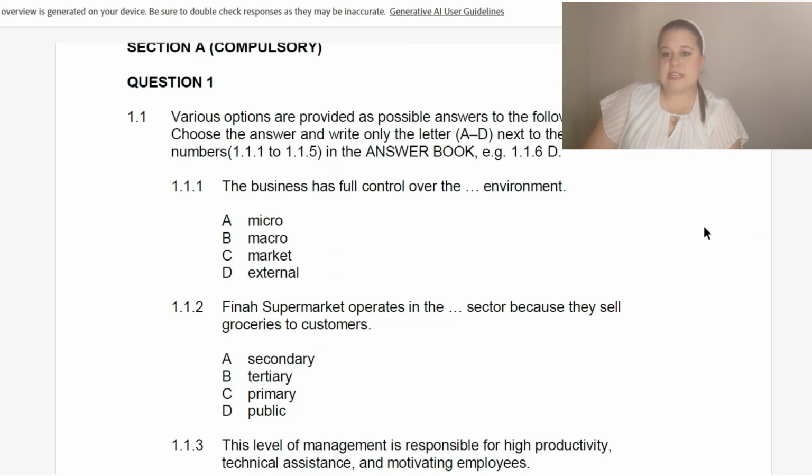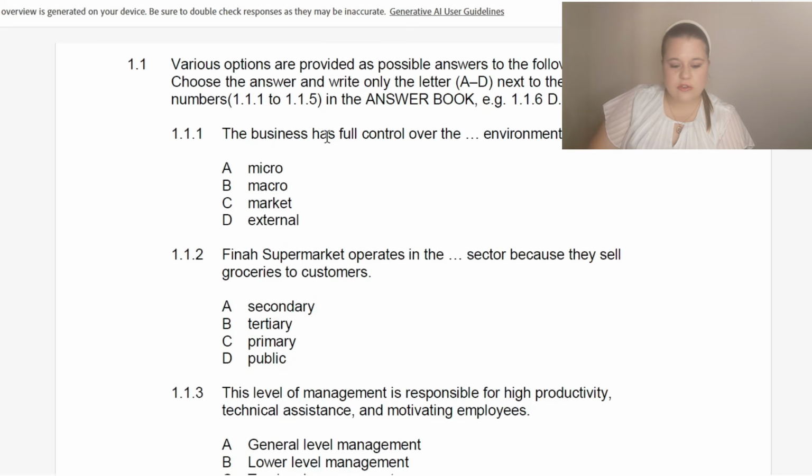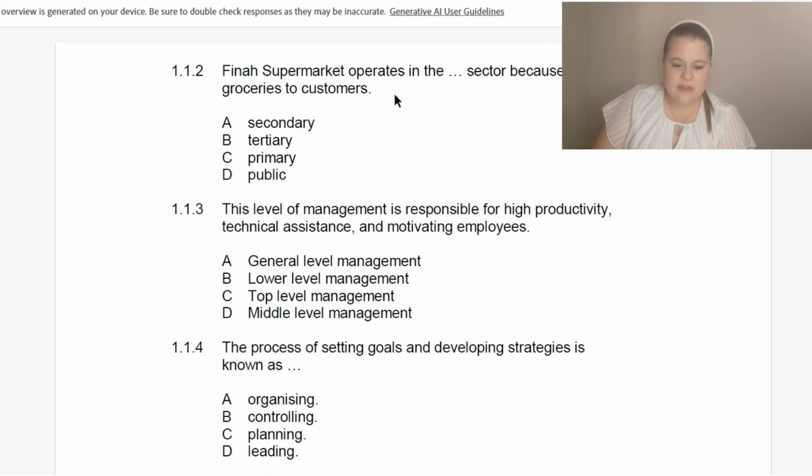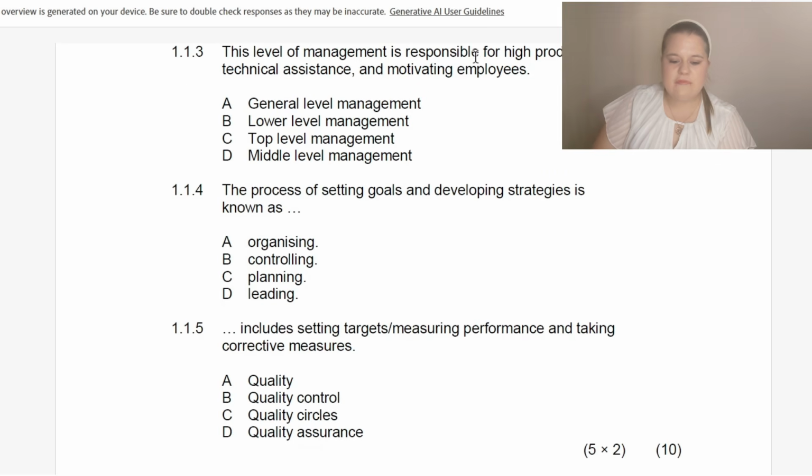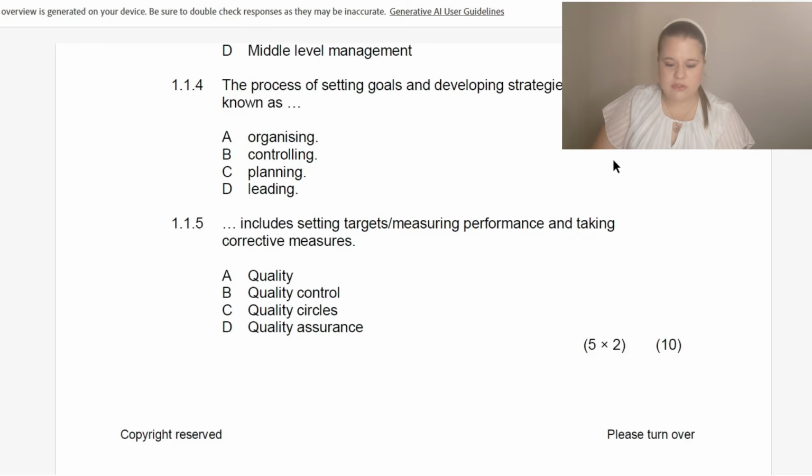All right, Section A, question 1. Here you'll see, the business environment has full control over which environment. Here we can see this is business environments. Finna supermarket operates in which sector because they sell groceries to customers? Business sectors. Which level of management is responsible for high productivity, technological assistance, and motivating employees? We have general, lower, top, and middle level management.